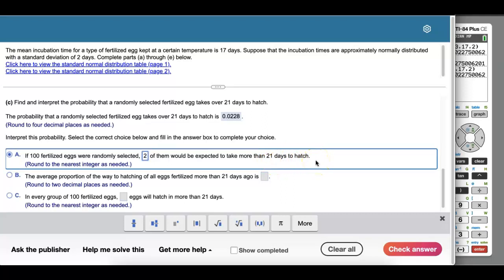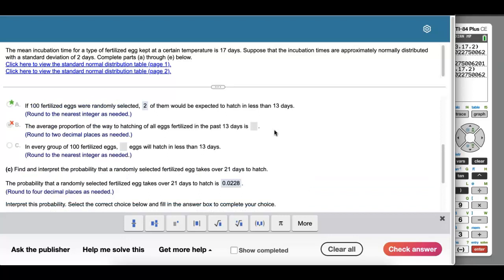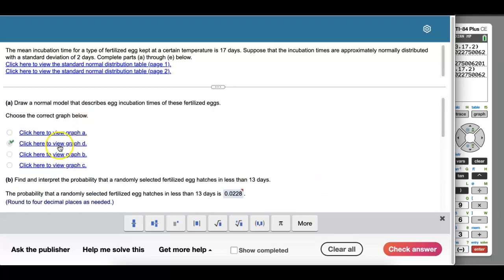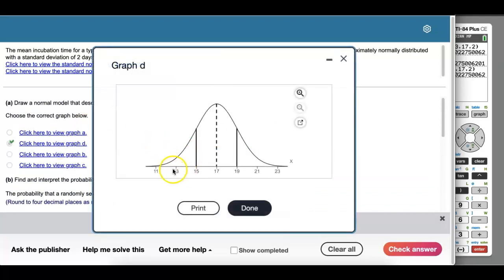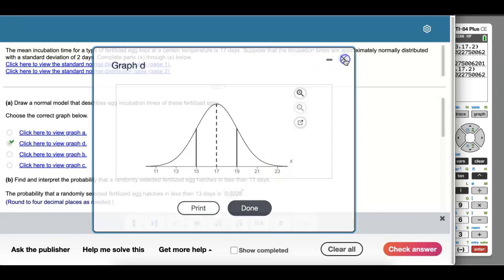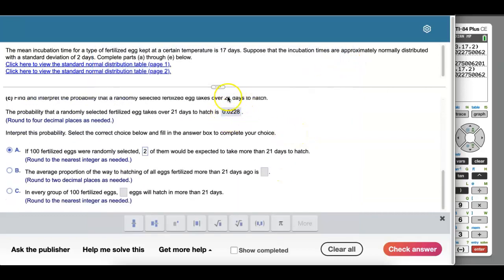Now, a little bit quicker way to look at this would have been to have referenced that graph that we drew up here, because less than 13 days would be in this area, and that's the same as greater than 21 days here in this area under the normal curve. So I could have skipped typing in this information to get this information for this part C, but notice that I would interpret it kind of similarly to what I did in part B.